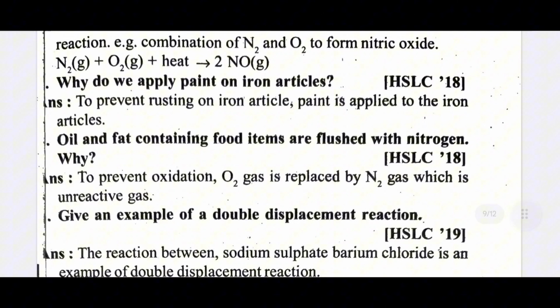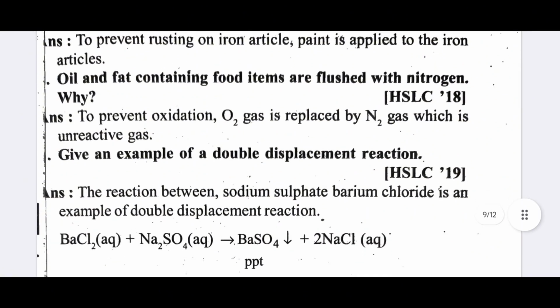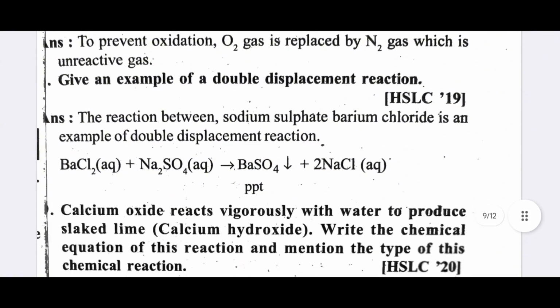Give an example of double displacement reaction. The reaction between sodium sulfate and barium chloride is an example of double displacement reaction. BaCl2 plus Na2SO4 gives BaSO4 and sodium chloride.